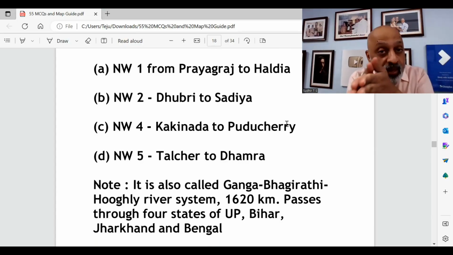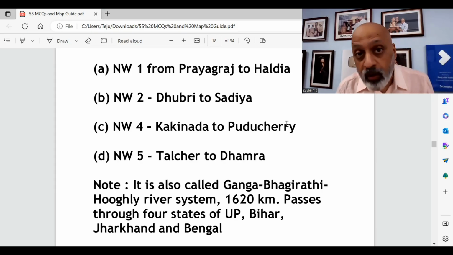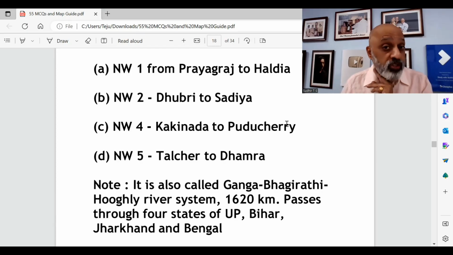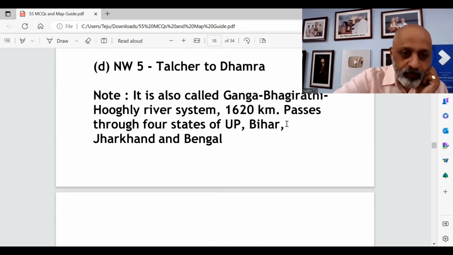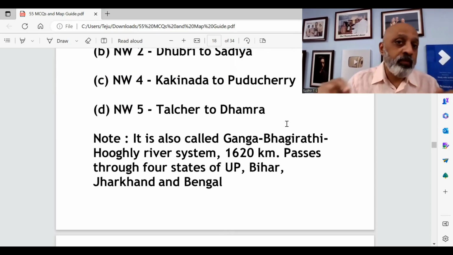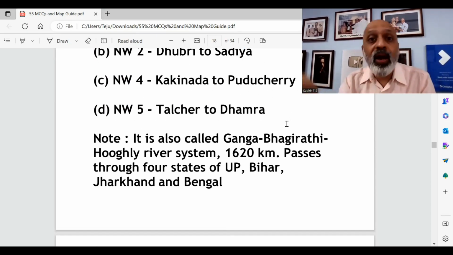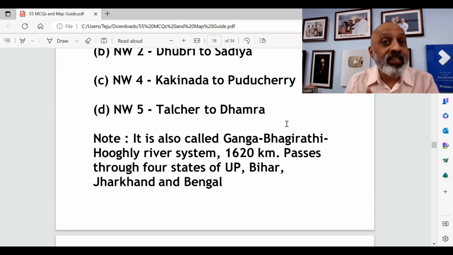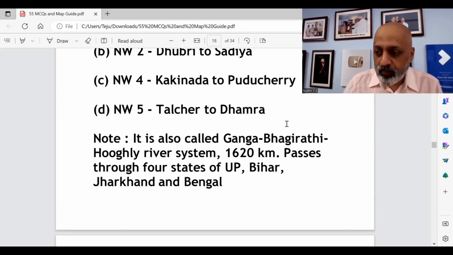अगर NW1 के बजाय ये नाम दे दिया होता तो आप confuse हो जाते। It runs over a distance of 1620 kilometers and it passes through 4 states, Uttar Pradesh, Bihar, Jharkhand and Bengal. ये सारा जो इंफॉर्मेशन मैं नोट में लिख रहा हूं, इनके बेसिस पे भी आपसे एमसीक्यू पूछे जा सकते हैं. That's precisely the idea. Wherever necessary, I am giving you this extra information.